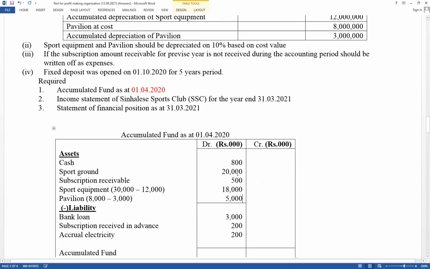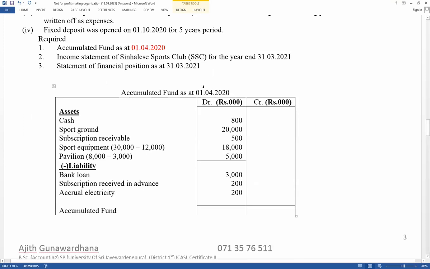This is the way you have to prepare the accumulated fund calculation. Only opening assets and liabilities should be considered. Those are the things to keep in mind. And if cost and accumulated depreciation are given separately, net book value should be recorded. Now take the total assets minus total liability equal accumulated fund.